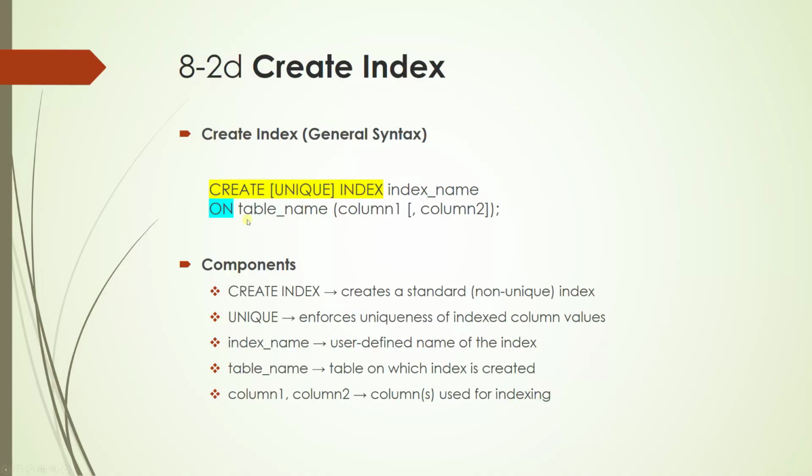Table name is the name of the table on which we are applying the index, index name is the name of the index, and then column 1, column 2. So we could define the index on a single column or multiple columns. If we are creating it on multiple columns, it will be called a composite index. So this general syntax tells us that an index could be unique, non-unique, and composite. But we also know that a primary key could automatically define an index.